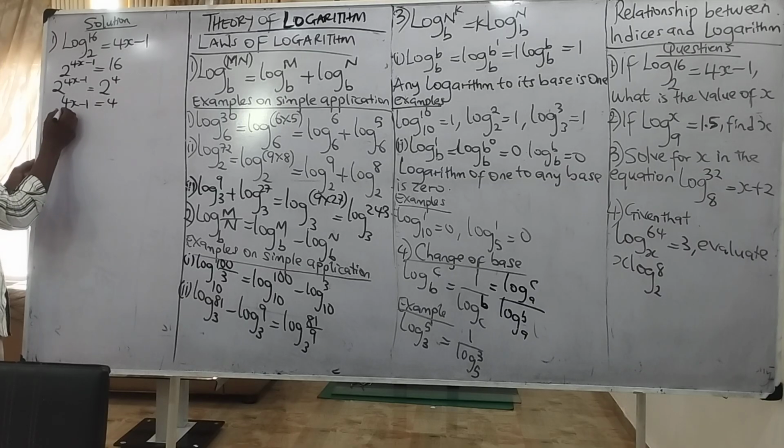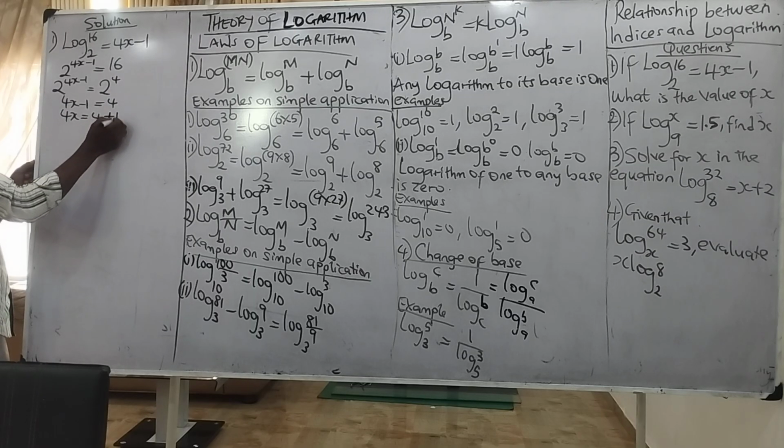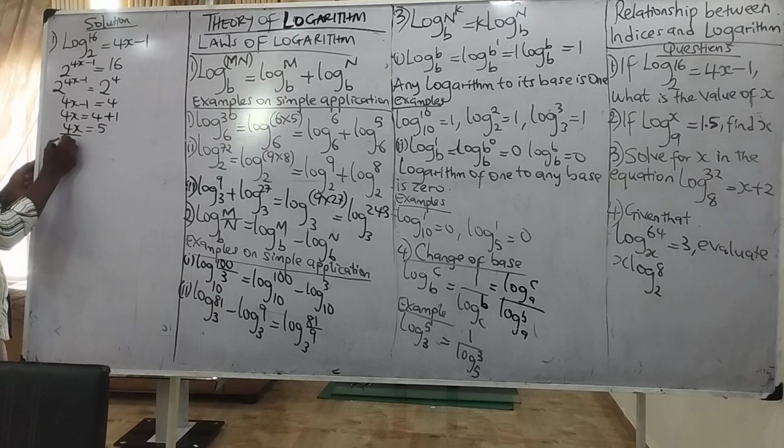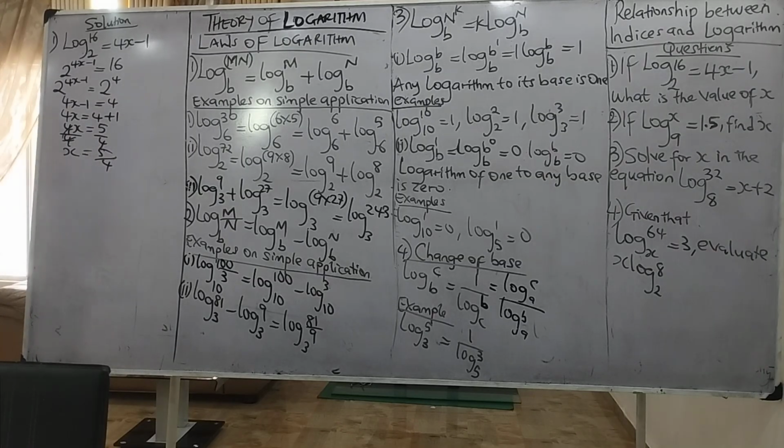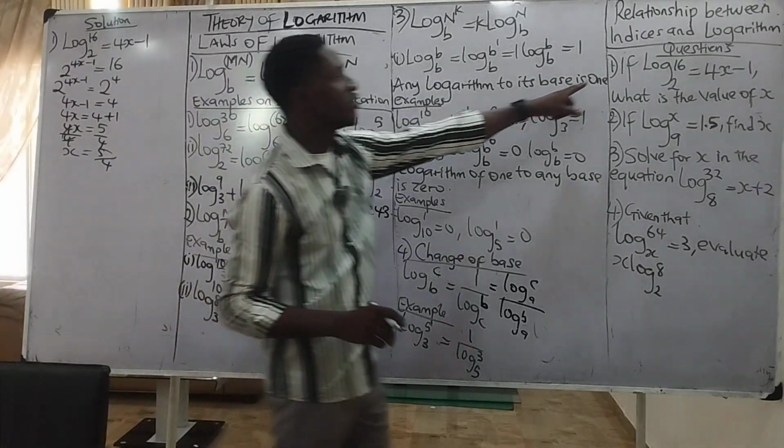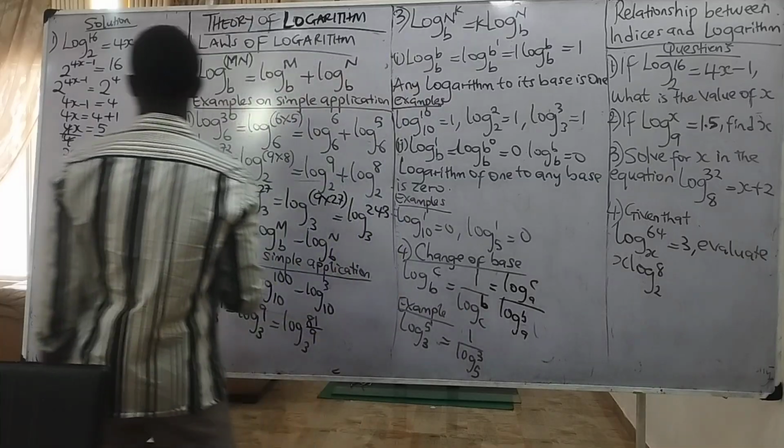Let us solve. So we collect like terms. 4x is equal to 4, when minus 1 comes here it is plus 1. 4x is equal to 5. Then divide both sides by 4. So our x is equal to 5 over 4. And that is the value of x for this number 1. Let's go to number 2 question.